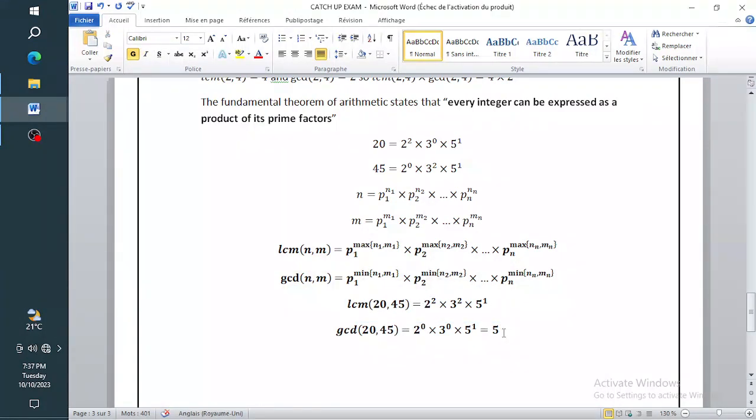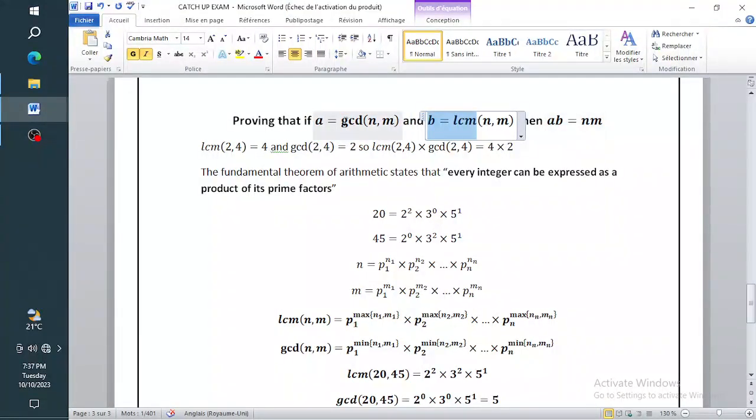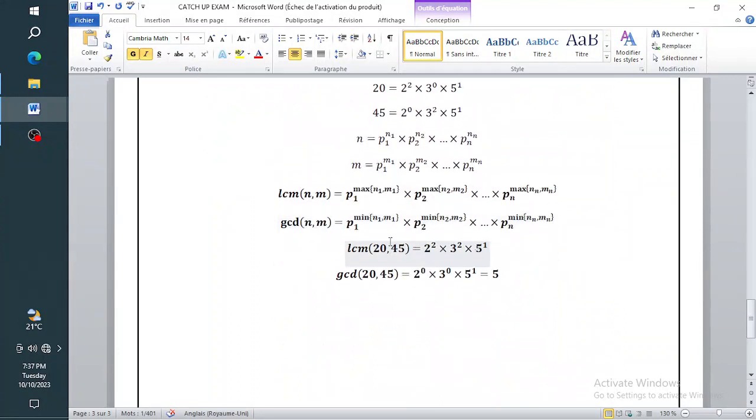Okay, all right, so let us now prove that if A is the GCD of N and M and B is the LCM, then AB is equal to NM. So that's what we have to prove. We are going to build our proof based on these definitions of the least common multiple and the greatest common divisor of two integers.